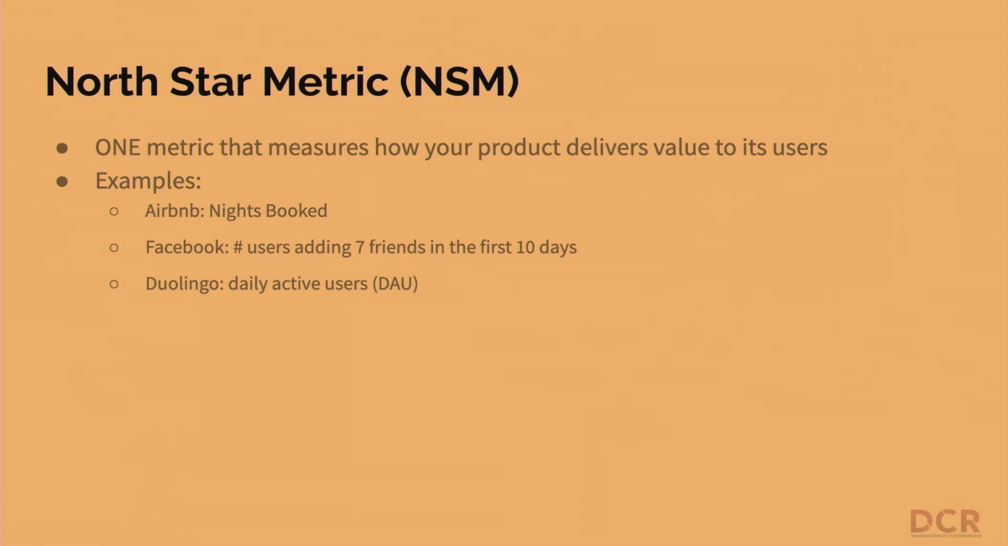So a North Star metric is, if you Google this, you're going to get growth hackers, stuff like that. It's that one metric that defines how your product delivers value to its users. So I put some examples here. For Airbnb, it's nights booked, because that's the thing people are coming to Airbnb for. You've got Facebook. They originally used a daily active users metric, but now they found that a better metric was number of users who add 7 friends in the first 10 days. And that's because your North Star metric should be something that helps drive retention, and it should be, at the very least, some kind of proxy for profitability, for your product being a success.